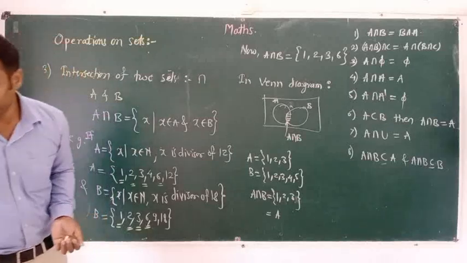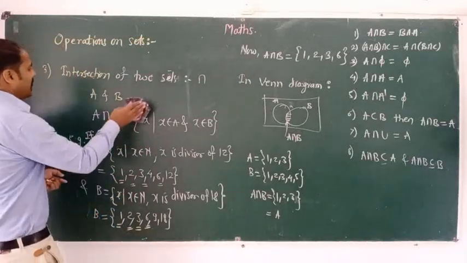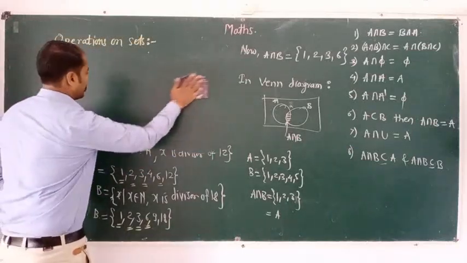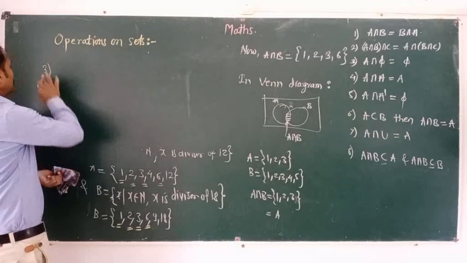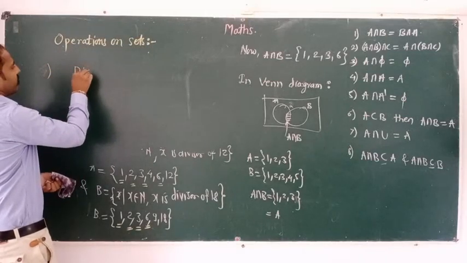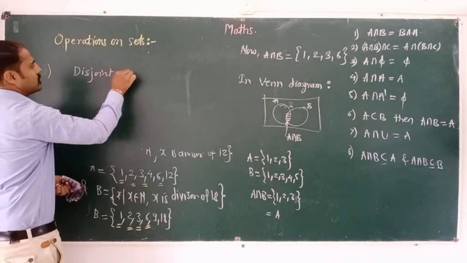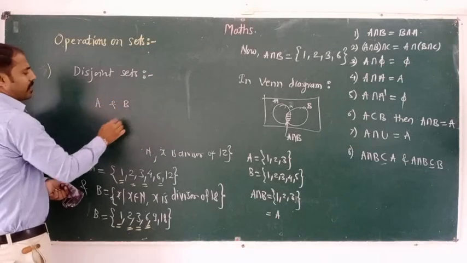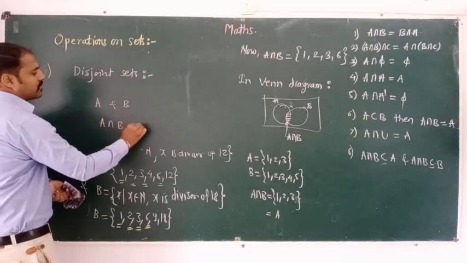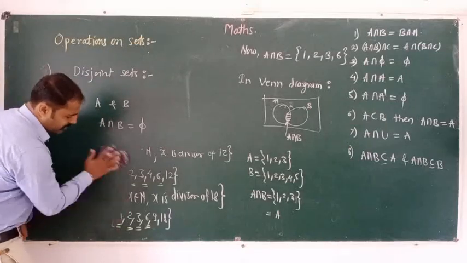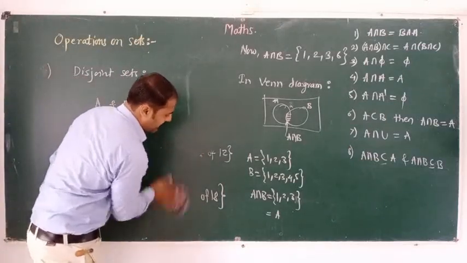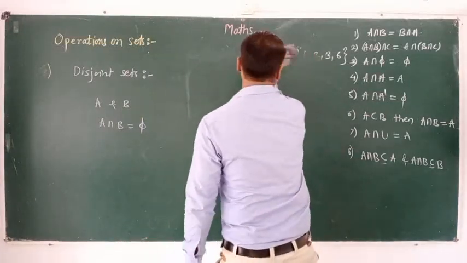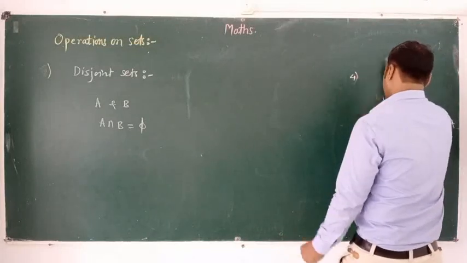Now we are moving to our next definition. Here is the definition: disjoint sets. Two sets A and B are said to be disjoint if A intersection B is equal to phi. Any two sets A and B are said to be disjoint if the intersection between these two sets is phi.